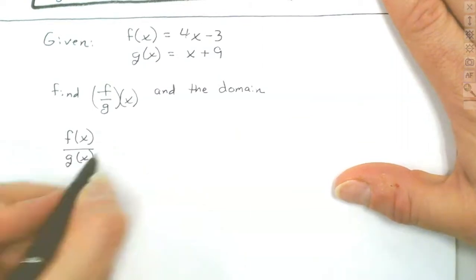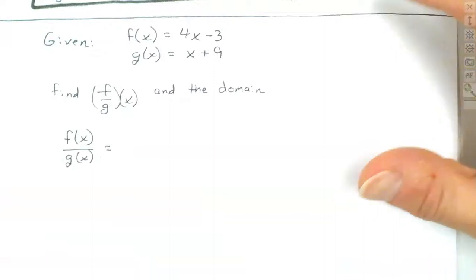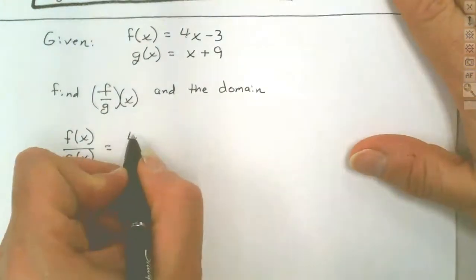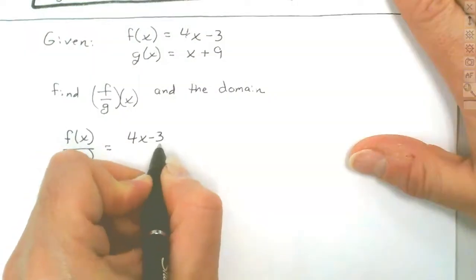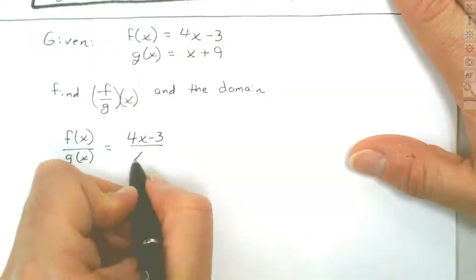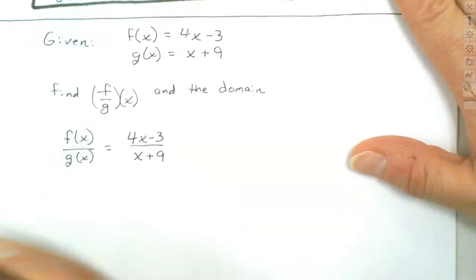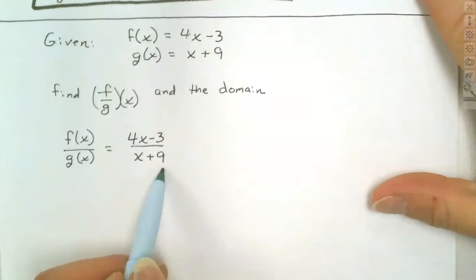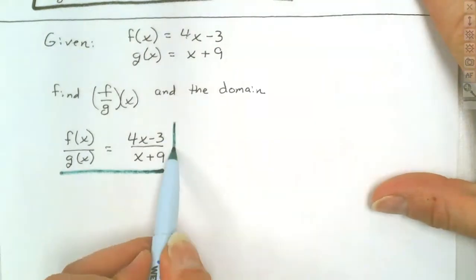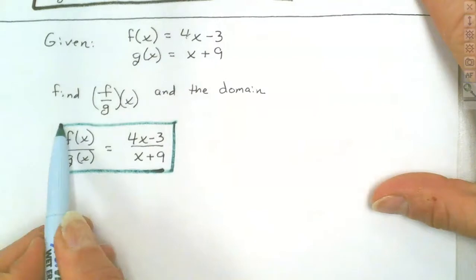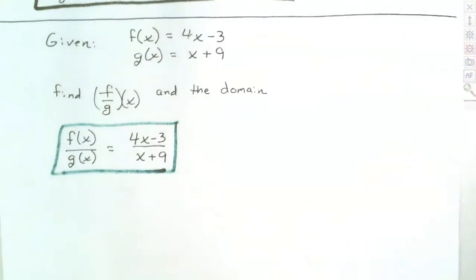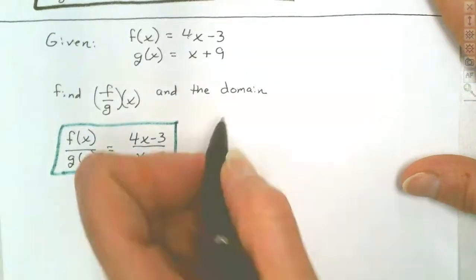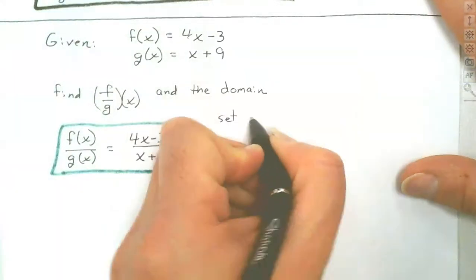And these are very simple. We just have to be careful about the domain. So f over g of x would simply be 4x minus 3 over x plus 9. Now, remember back from 1-5 when we talked about rational functions, we need to make sure that we don't get division by 0. So how do we find that domain? Well, to get the domain, we set the denominator to 0 and solve.